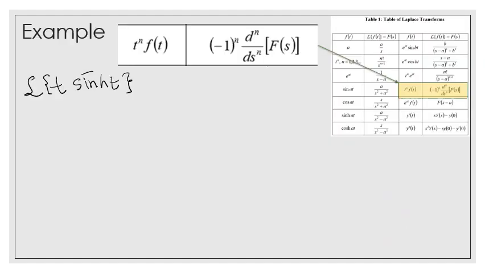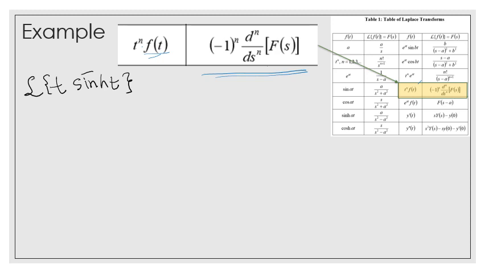Next, we go to the example of function t power n that multiplies with any type of f(t). Okay, from the table, we have this formula. So let's try to do this. Let's say we have an example of Laplace transform of t multiplied by sinh t. From the table, we have seen that there is only one formula that suits this problem, where we have t and sinh t.